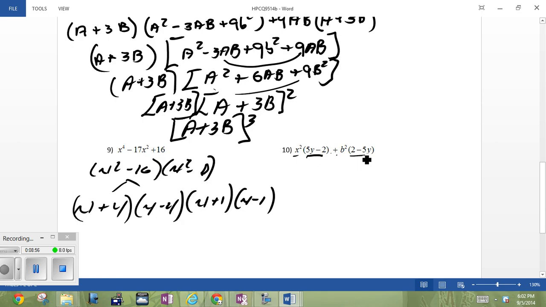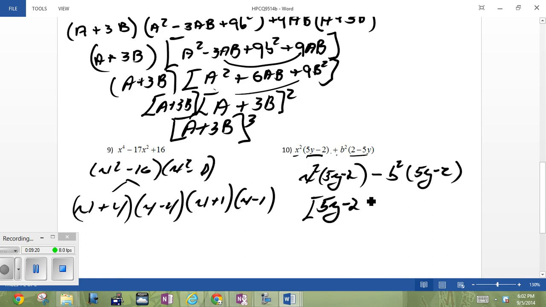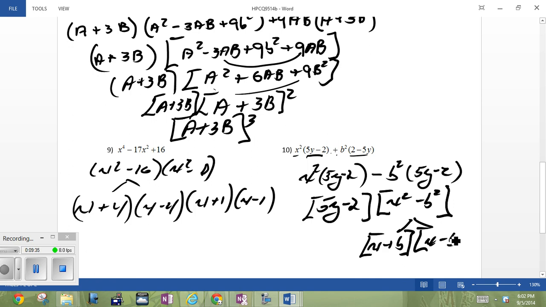5y minus 2, 2 minus 5y. Let's reverse that to read 5y minus 2 at the expense of the negative offsetting out front. Then we have x squared, the remaining term, 5y minus 2. Now, 5y minus 2 is common, common to x squared minus b squared. That's the difference of squares. Once again, x plus b, x minus b, and this binomial 5y minus 2.